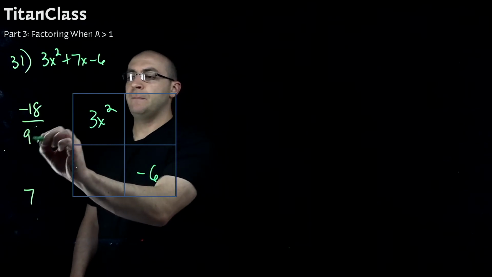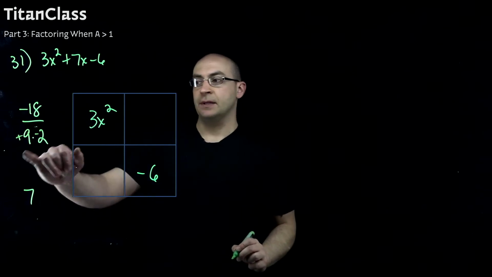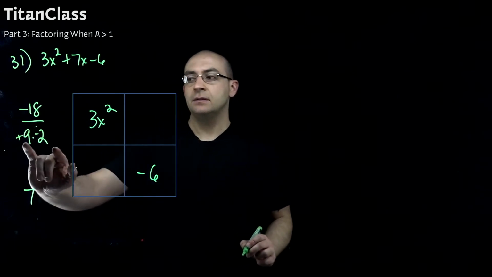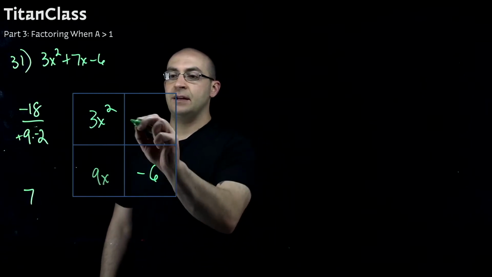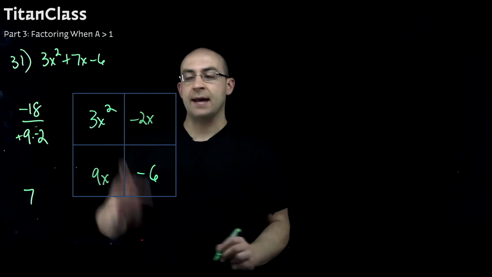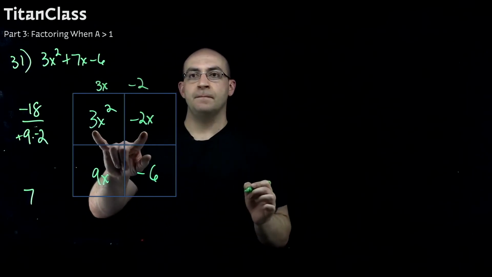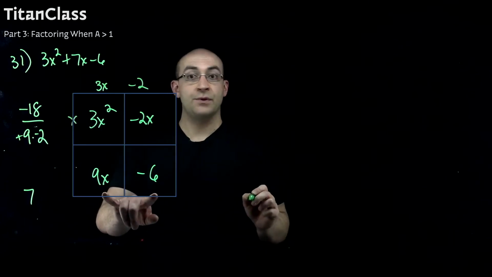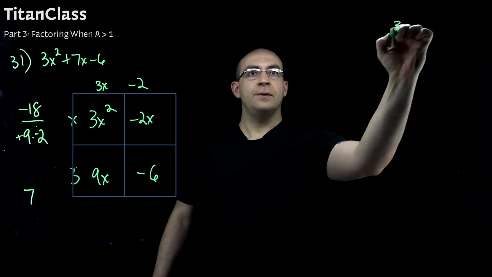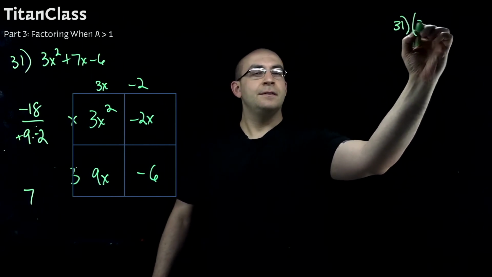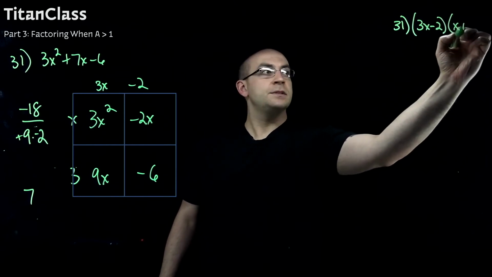9 and 2. Positive 9, negative 2, because positive 9 minus 2 is 7, and positive 9 times negative 2 gets me back to negative 18. So we've got a 9x and a negative 2x. 3x, negative 2, x, 3. It was good that I did that last time. 31: 3x minus 2, and x plus 3.